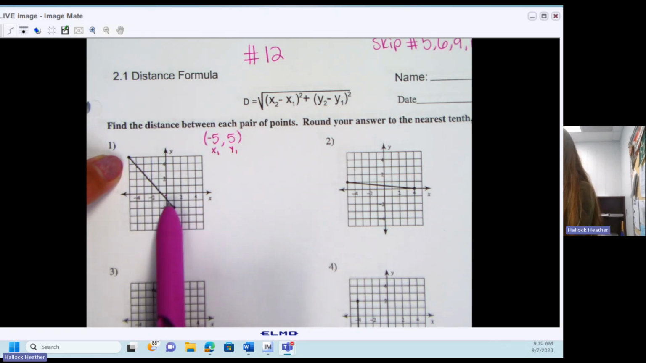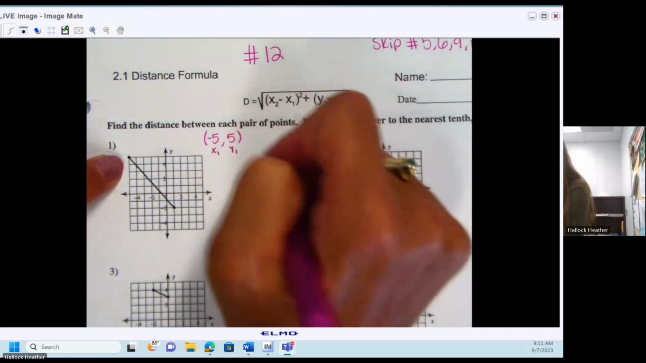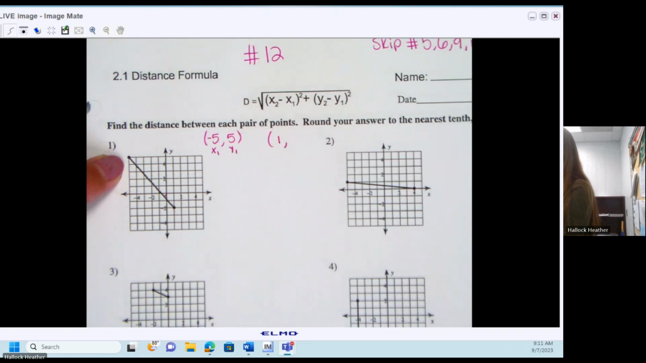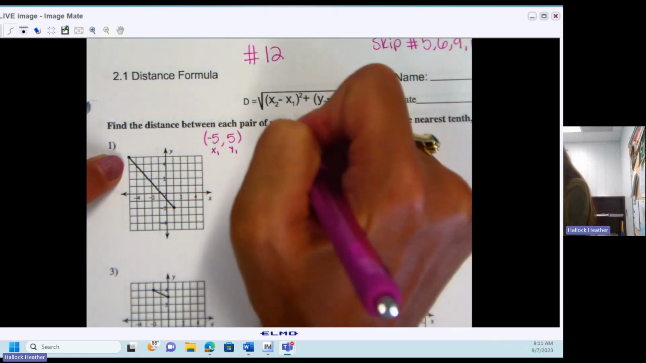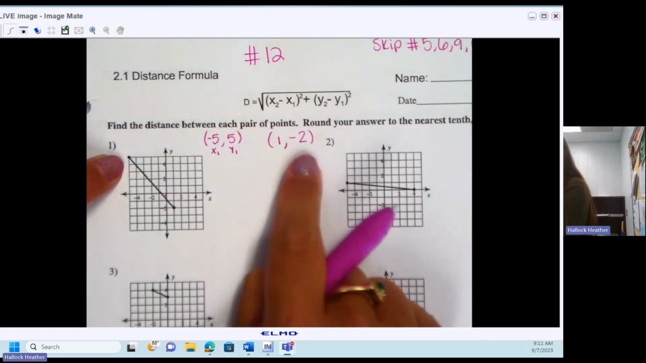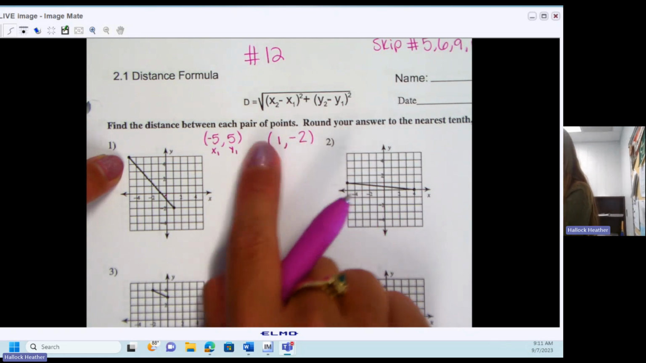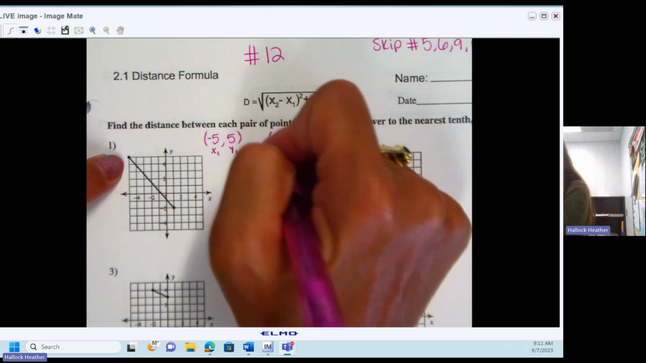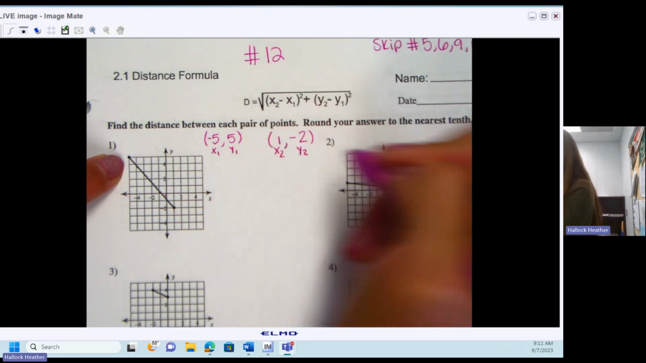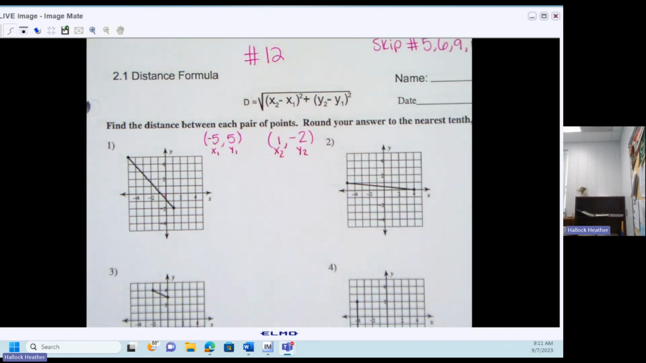I got to write the other coordinate point as well. If I start at 0, 0, I'm going to the right, and then I'm going down. So what would that second coordinate point be? 1, negative 2. Because I went down, that second number should be negative. I went to the right one, and then I went down 2. So it's 1, negative 2. I'm going to call this x2, y2, because it's just the second coordinate point that I chose.